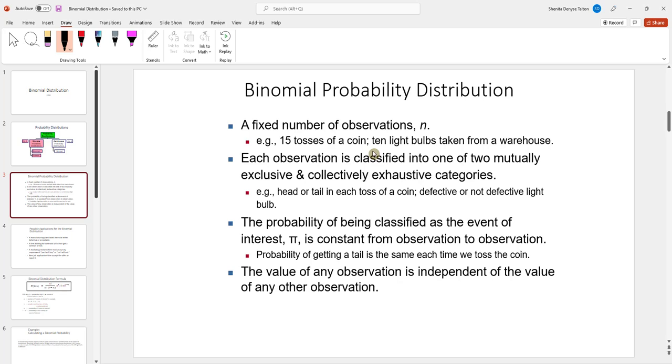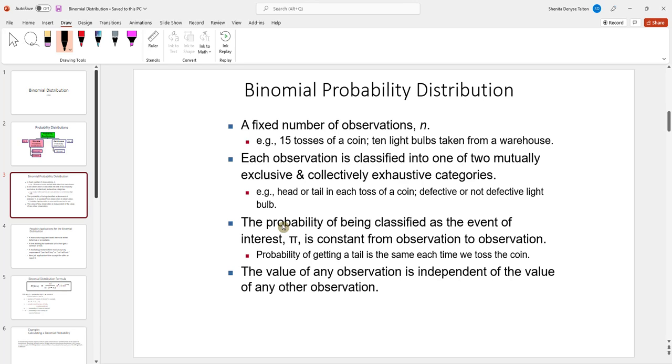It has to have a fixed number of observations. For example, 15 tosses of a coin, 10 light bulbs taken from a warehouse. Each observation is classified into one of two mutually exclusive and collectively exhaustive categories. So in other words, an example would be head or tail in each toss of a coin, defective or not defective light bulbs. You can think of it as a failure or a success. Okay, you only have two outcomes, failure, success.